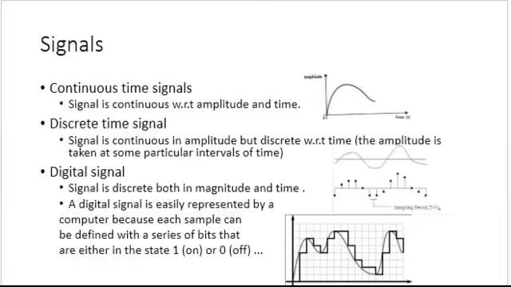And the next one is the digital signal. With respect to the discrete time signal, which is discrete with respect to time, a digital signal is discretized in both magnitude and time. So the given signal is not taken continuously with respect to amplitude and time, but at distinct values of amplitude and time. It is basically a series of bits, represented as 1 and 0, and these are the signals mostly used in your computer based applications.